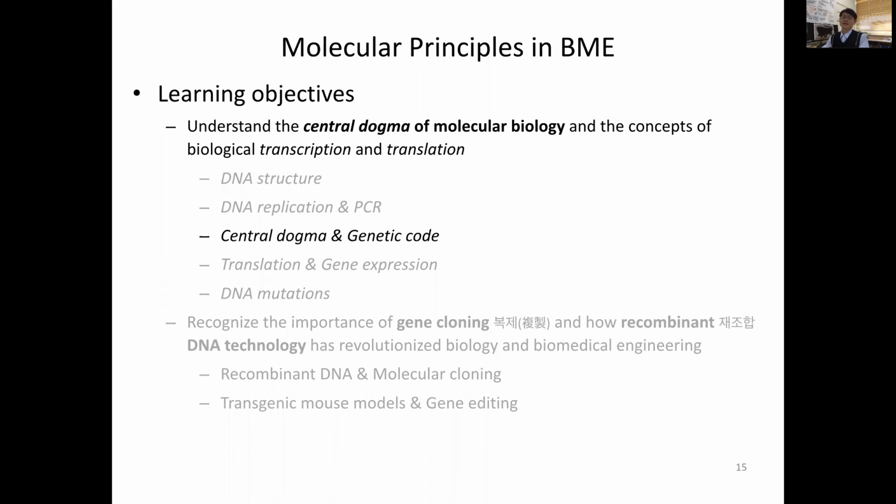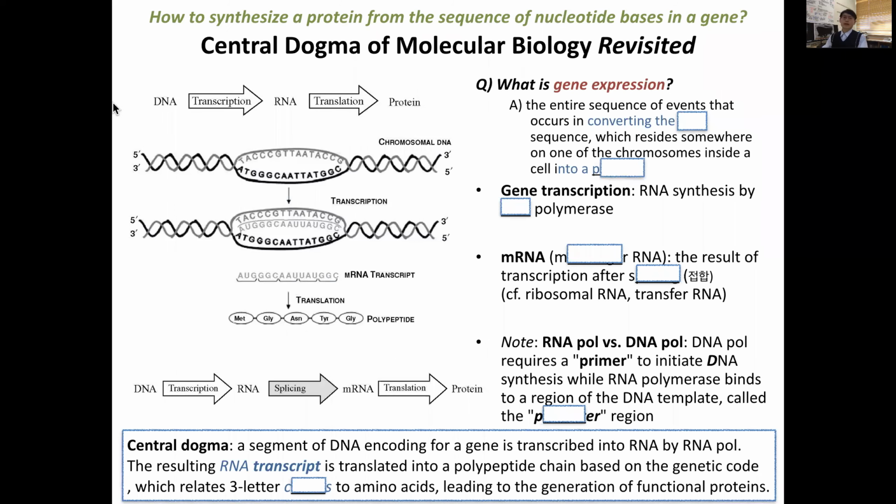Hi, now let's continue to study the central dogma of molecular biology and the genetic code. So the question for us is how to synthesize a protein from the sequence of nucleotides in a given gene. So there comes the central dogma of molecular biology. From what we know, from DNA as a template, we can transcribe that information into RNA and translate that information into a protein.